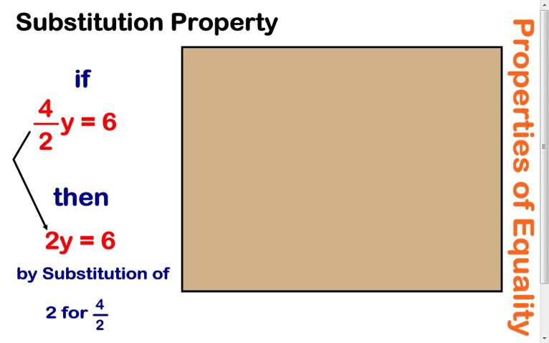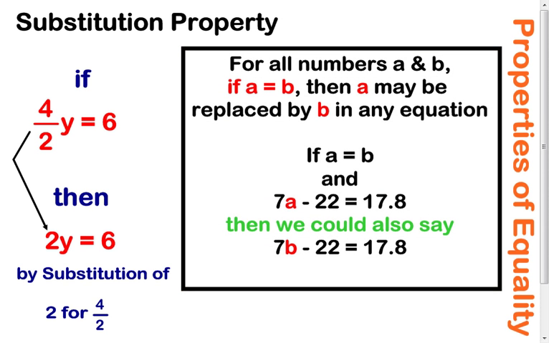Now the substitution property. I'll click the box and make everything go away. A little lengthy, I know, but it's really a pretty short property. It's just telling you that if you know that two numbers are equal, in this case our A and our B, then A may be replaced by B in any equation. In other words, wherever you see an A, you could put a B. In the example here, we have 7A minus 22 equal to 17.8, but because A and B were equal to each other up here, we can take that A down here and replace it with B. Now you have 7B minus 22 equal to 17.8. So there's one example.